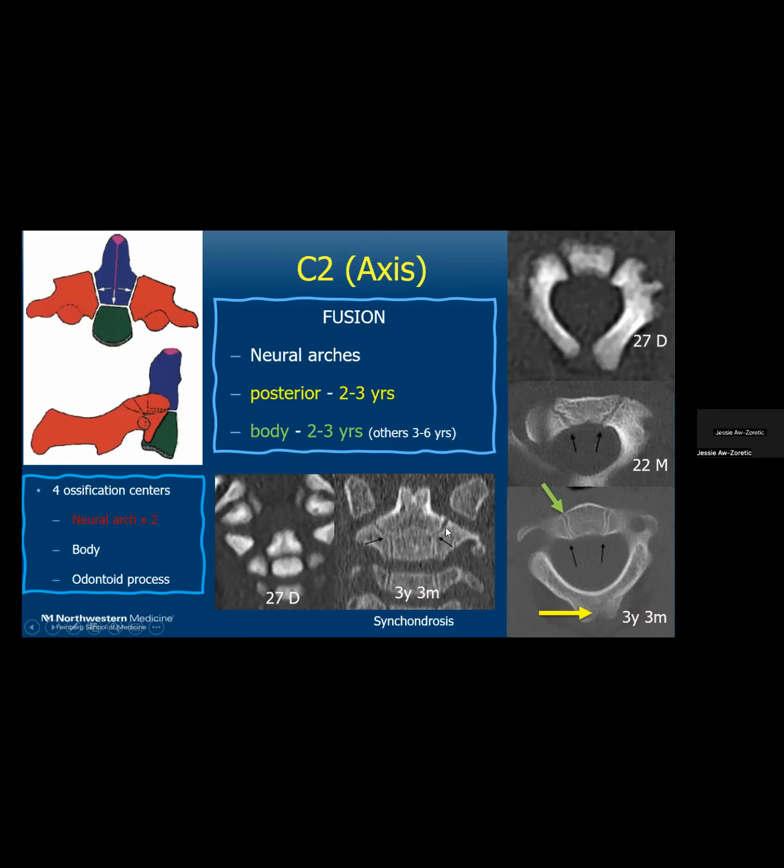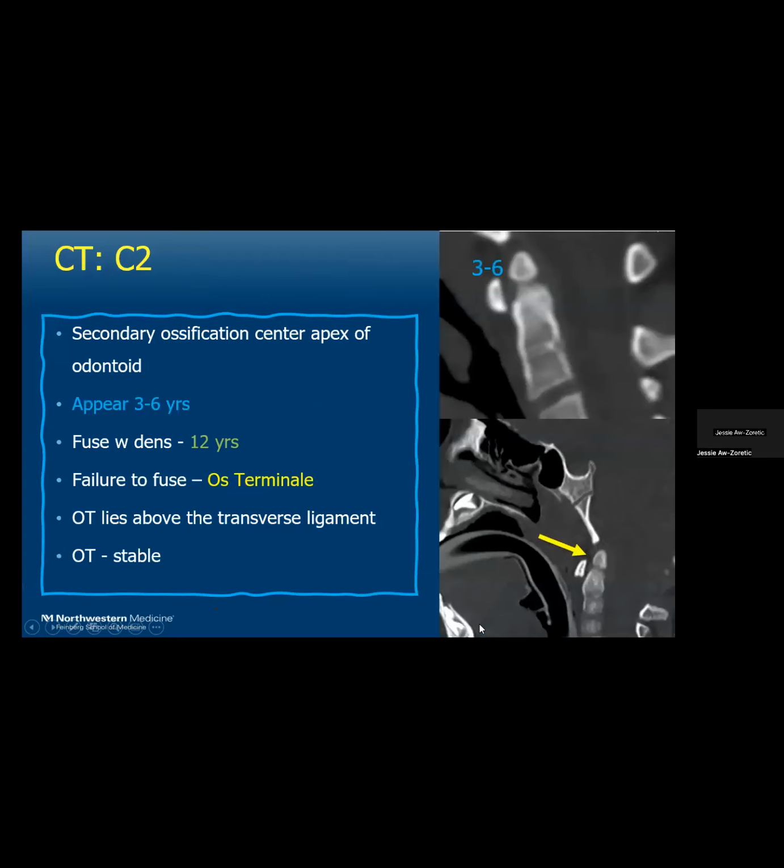So this is actually quite important to remember, and just to have it in your data bank, because you can get trauma affecting the C2. In particular, you can have diastasis or enlargement of this synchondrosis. And I've seen a case of that. Now, the C2 also has the secondary ossification center at the apex of the odontoid. So here it is. So that appears at 3 to 6.